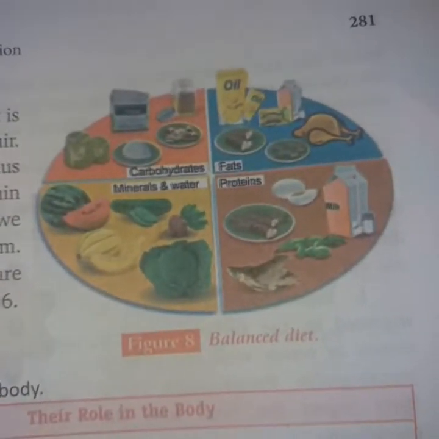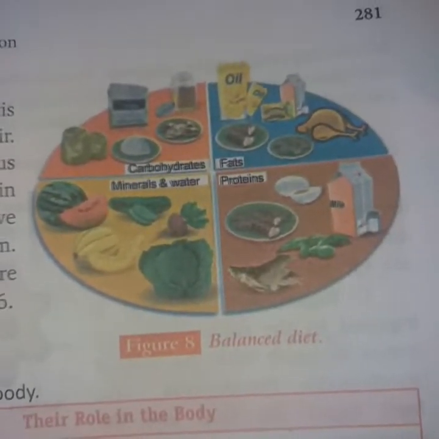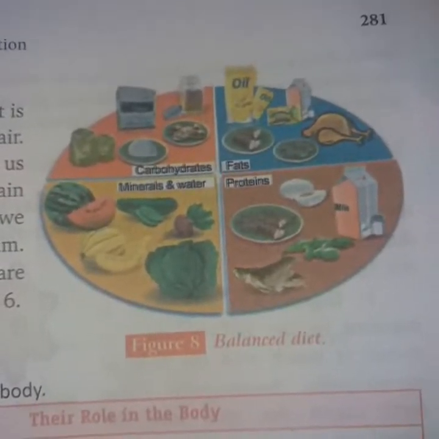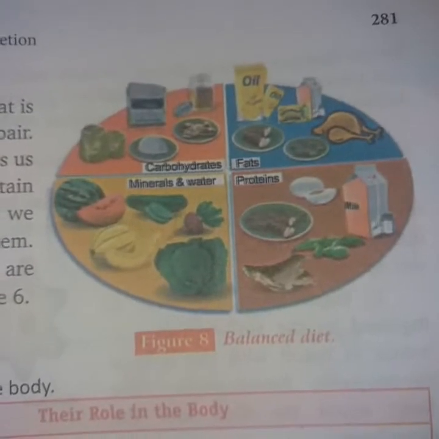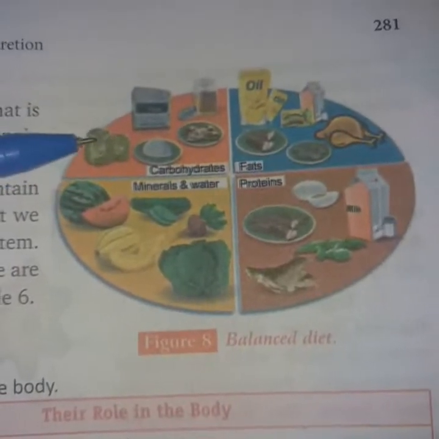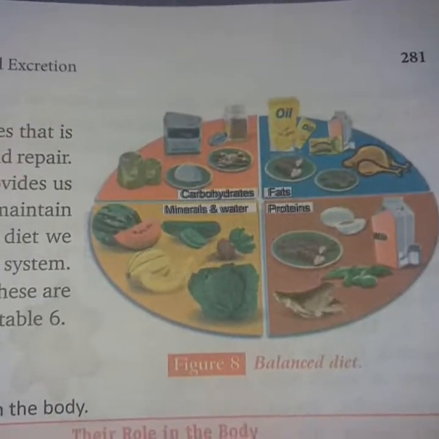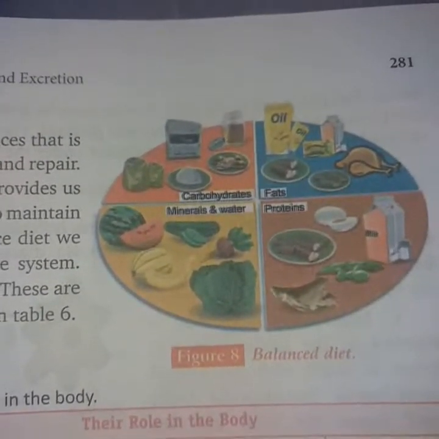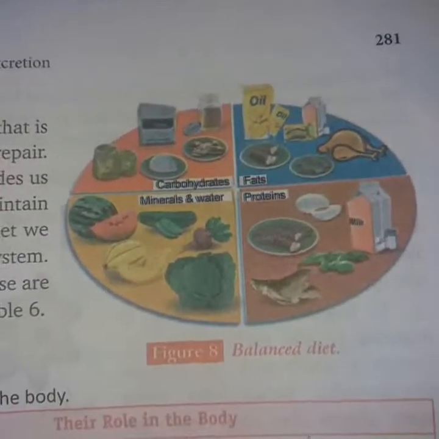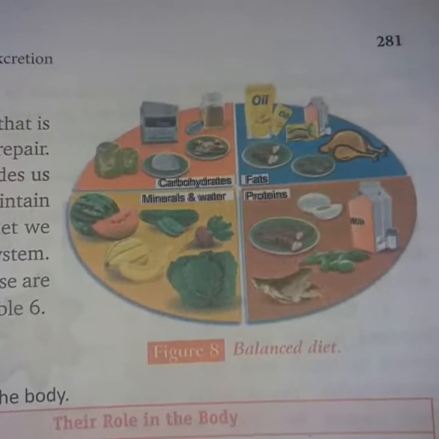So, there are 7 components to a balanced diet. First is carbohydrate. Carbohydrate is the primary source of energy in the body. Sources of carbohydrates are bread, roti, rice, wheat. These are the primary and largest source of energy.